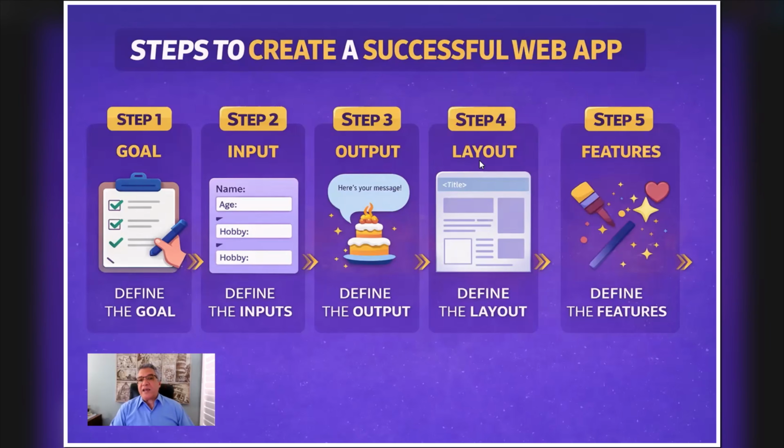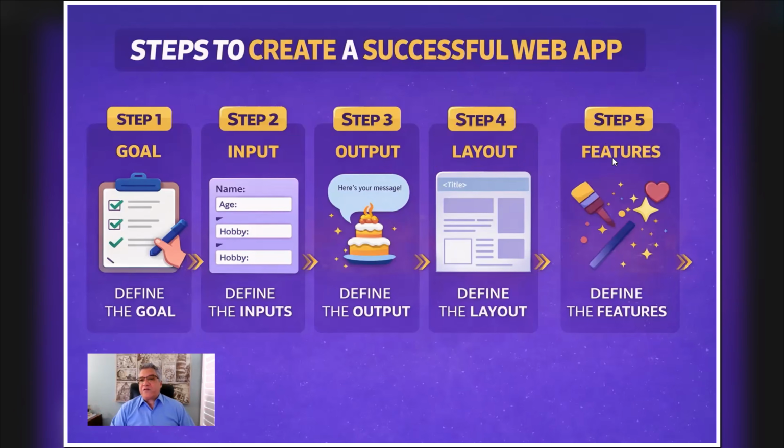Then you go into the layout. You have to define the layout. Do you want the left screen to be the input and the right screen to be the output? Do you want the output to specify the person's name and say thank you? And so you have to tell the app all of this information.